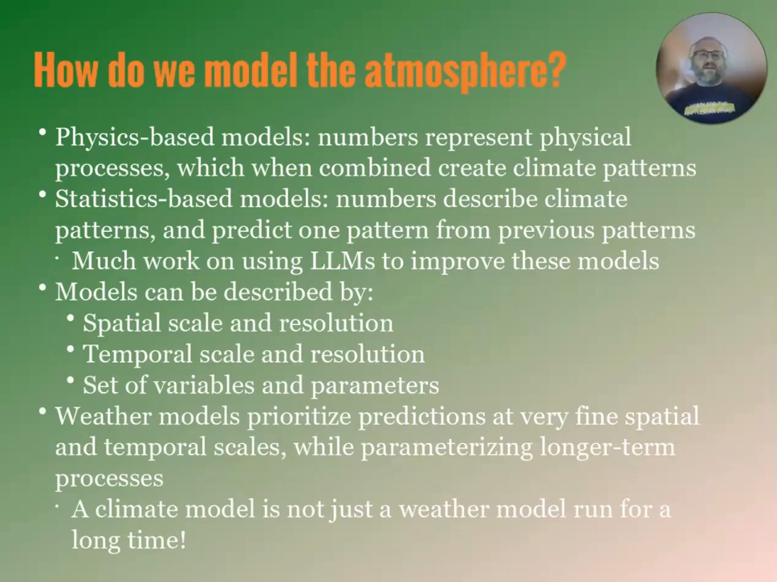So how do we model the atmosphere? There are two approaches that we might take to build a model of our atmosphere to understand what's happening with the climate. So one approach is what we call a physics-based model. So the numbers in our model represent physical processes. So climate science is in some ways just applied physics, right? These are all aspects of physics that help us understand what the atmosphere is doing.